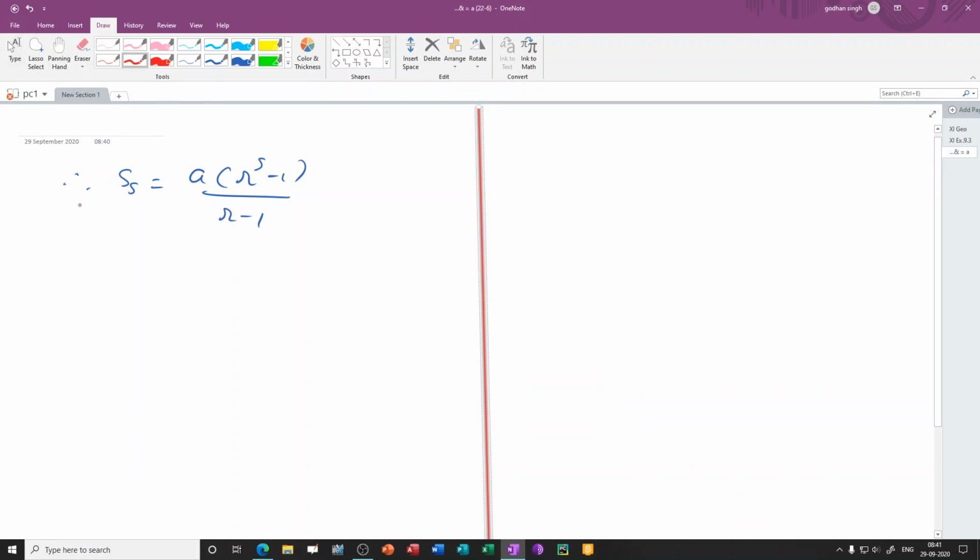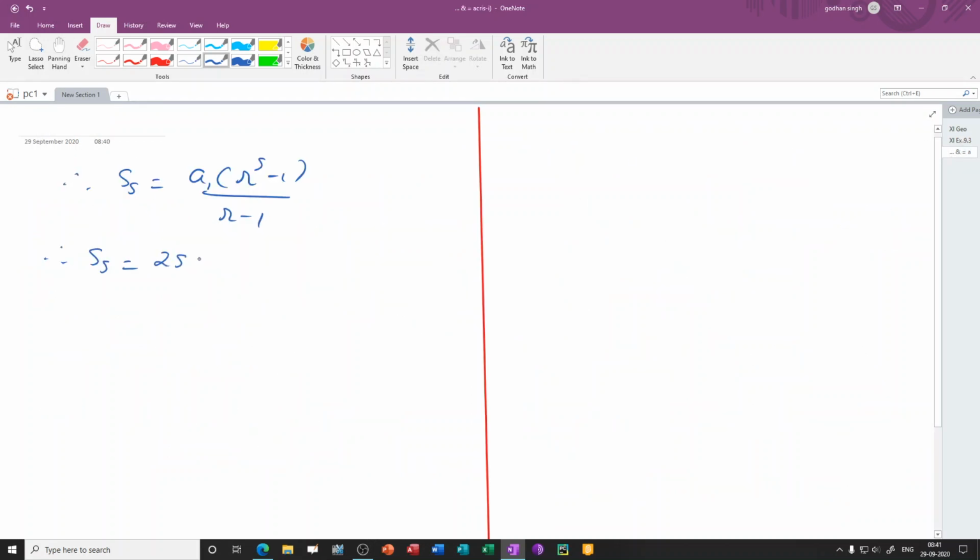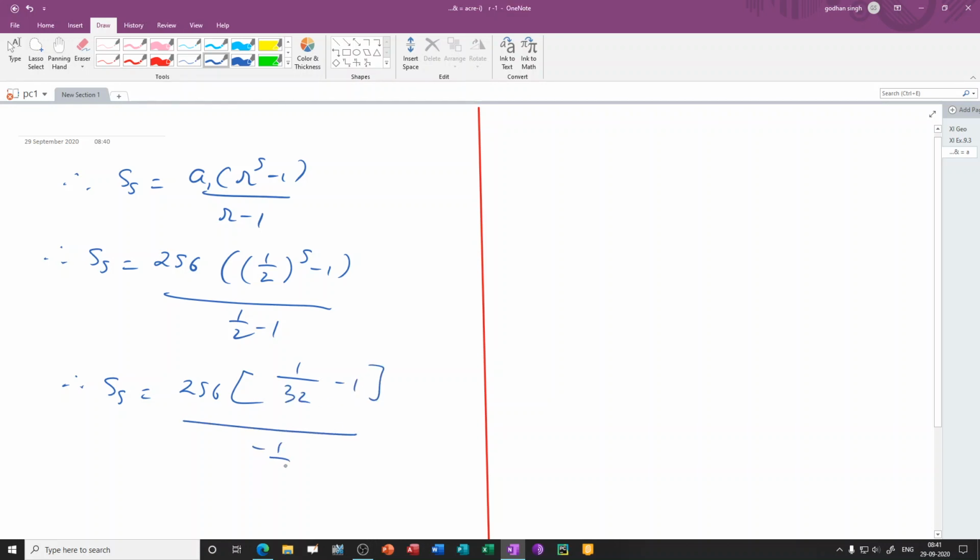So now let us put the value. Therefore S5 equal to, what is our A1 or A, that is equal to 256. What is R? R is 1 by 2. So 1 by 2 raised to 5 minus 1 over 1 by 2 minus 1. So this will give us S5 equal to 256, 1 by 2 raised to 5 is 32 minus 1 over half minus 1, that is minus half.